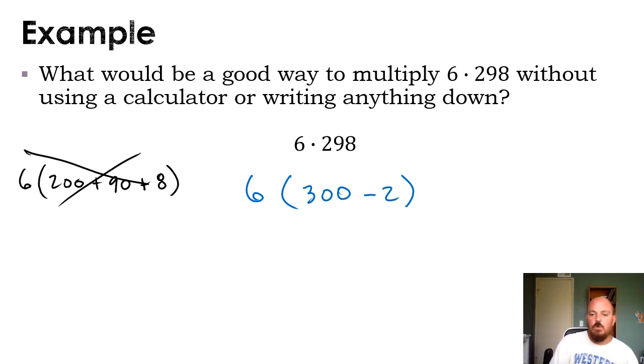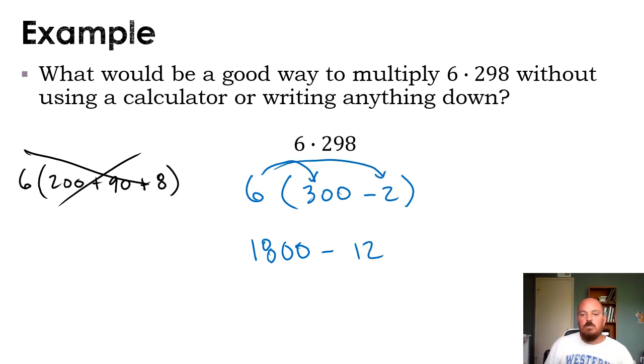So again, just to show work for this one, what I'm doing is 6 times 300. 6 times 3 is 18. Just add those two zeros, 1800, minus 6 times 2 is 12. So the whole answer to this question just becomes 1800 minus 12, which would be 1788.